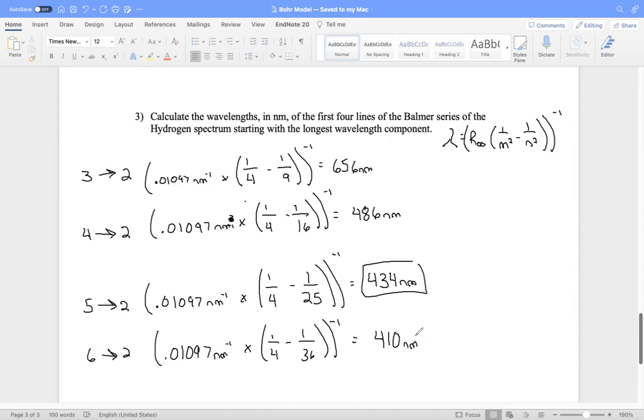All right, so hopefully this gave you a good idea of how the Balmer series and the Bohr model will often come up in application in a general chemistry course at the college level.